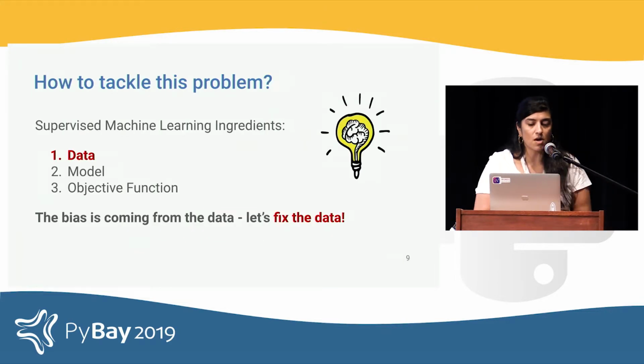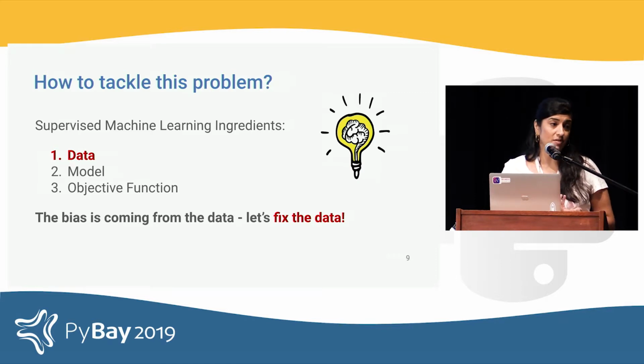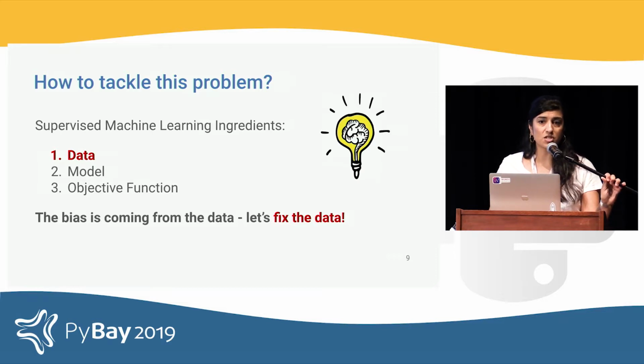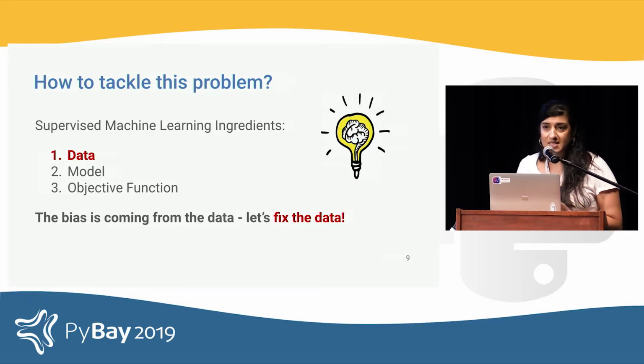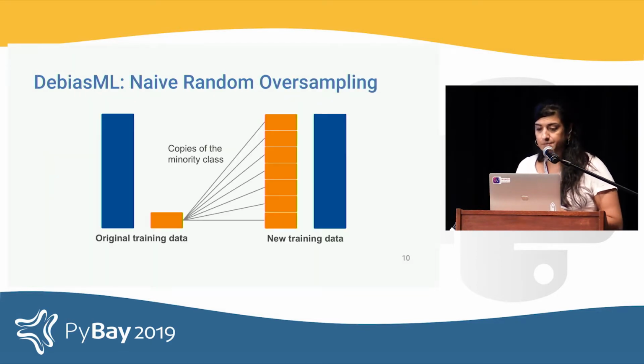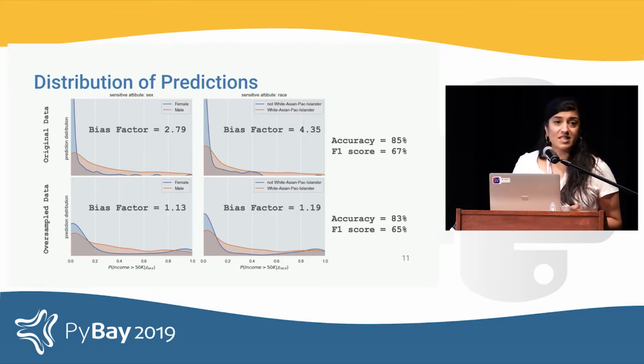To tackle this problem, I took a high-level view. In any supervised machine learning algorithm, there are 3 key components you could change: the data you train your model on, the model you fit to the data, and the success metric you use to judge your model's performance. So in this case, the bias is coming from the data, so the approach I take in DebiasML is to fix the data. And I do this using oversampling, which is a technique that's used extensively for solving data imbalance problems, but has not been extensively used for the issue of bias. When I did this, I found it worked really well.